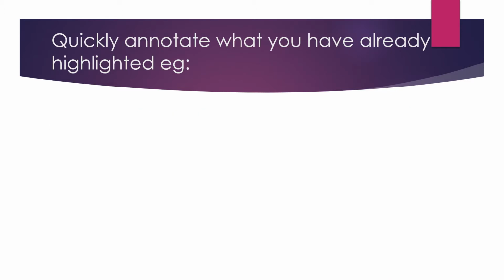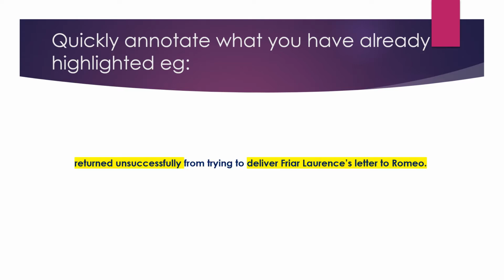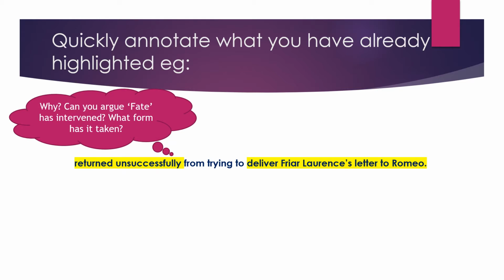So before we start looking at the body of the extract itself, I would like you to quickly annotate what you have highlighted already. So, for example, if we take returned unsuccessfully and deliver Friar Lawrence's letter to Romeo, some ideas that we could consider writing about. Why haven't they been able to deliver this letter to Romeo? What form has fate taken here, and how has it intervened?